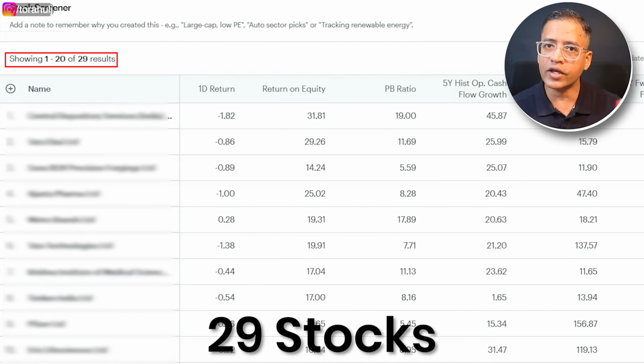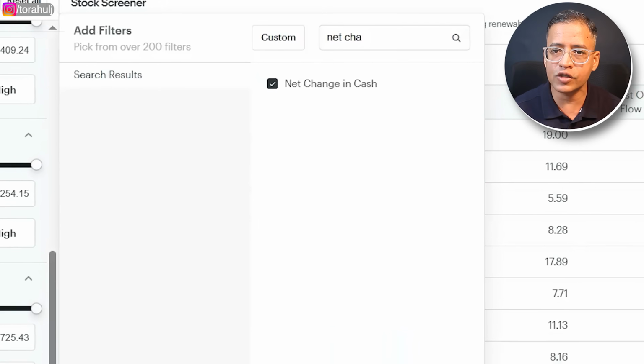Last two parameters on cash that I'm going to apply is, first one is going to be the free cash flow. Again, if you're not familiar with these concepts, I request you to read about them. They are very, very important for your equity research.